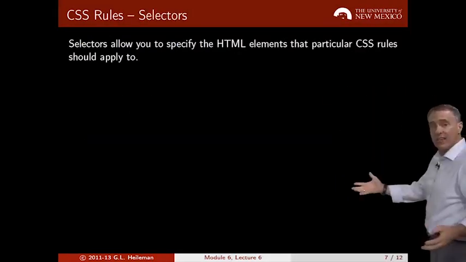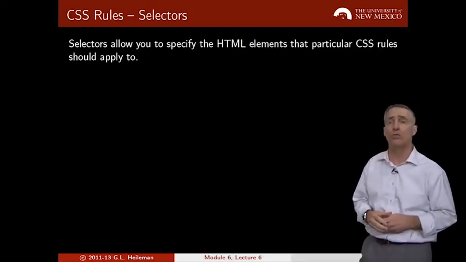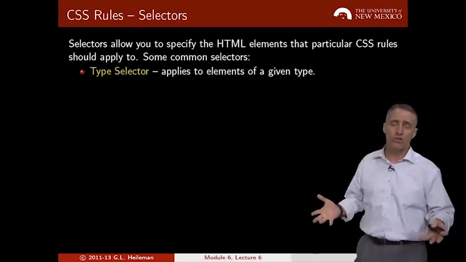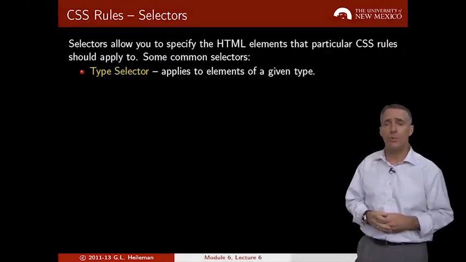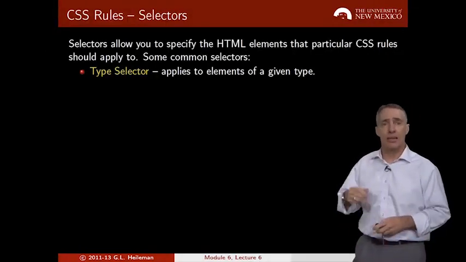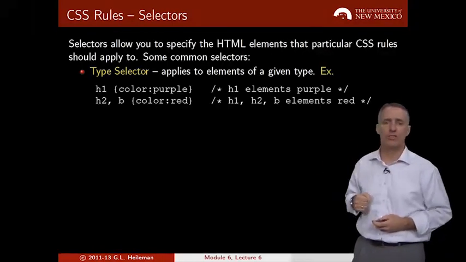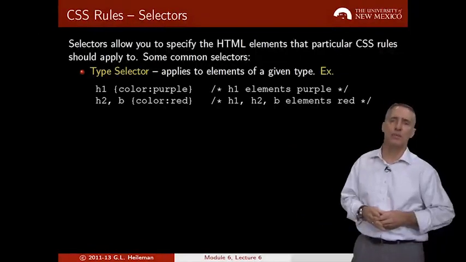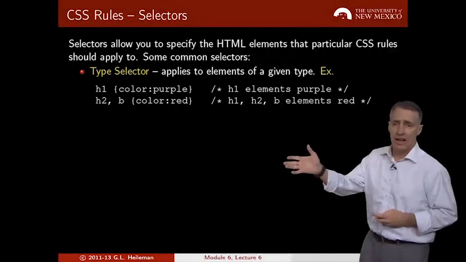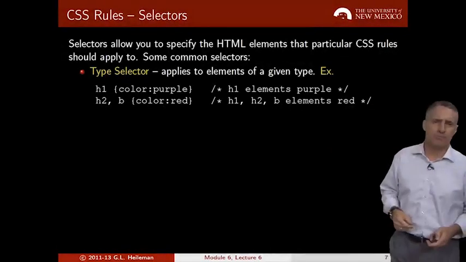So as we've seen, selectors allow you to specify the HTML elements that particular CSS rules get applied to. I showed you how to do it with the class selector. There's also type selectors, and I actually showed you that one as well. In this case, every particular HTML element type has this rule applied to it. So here's one. Again, I'm setting H1 color to purple, so every single H1 element in the document would be colored purple. Here, the second one is a level 2 heading, and the bold selector will be colored red.